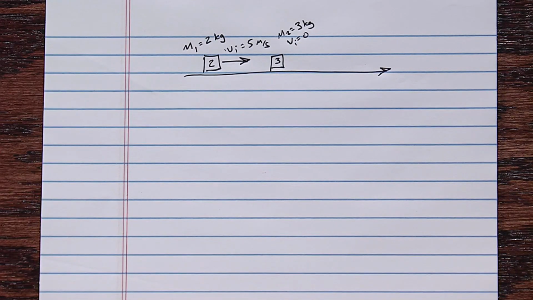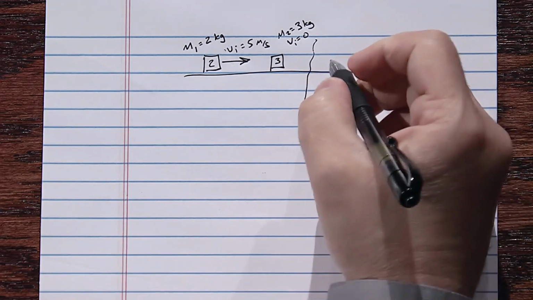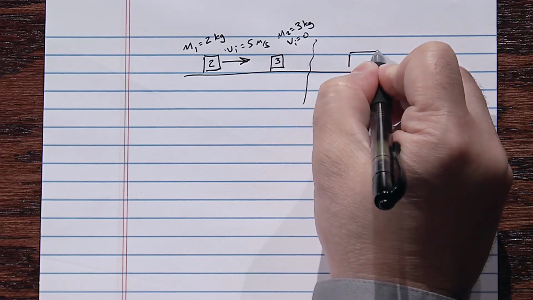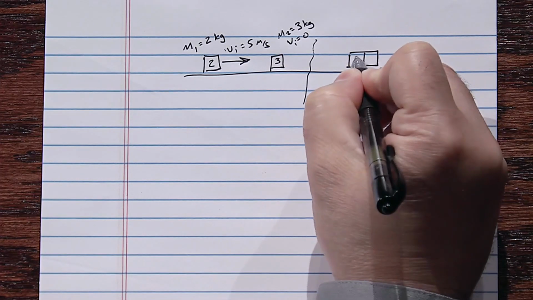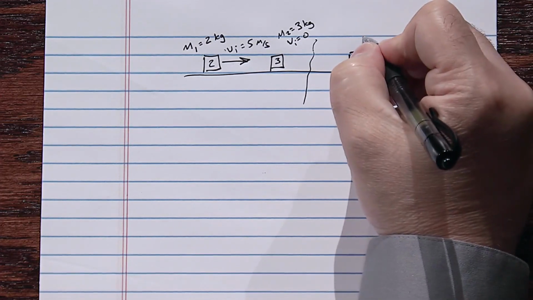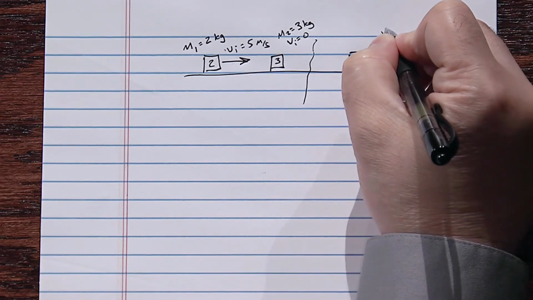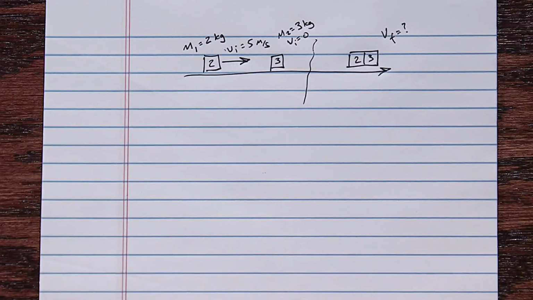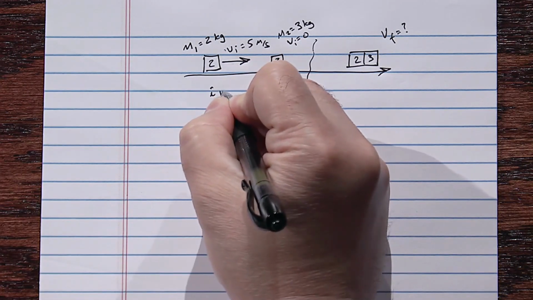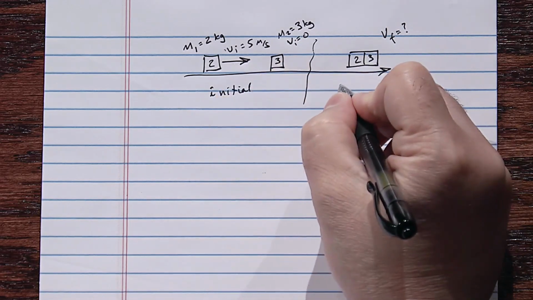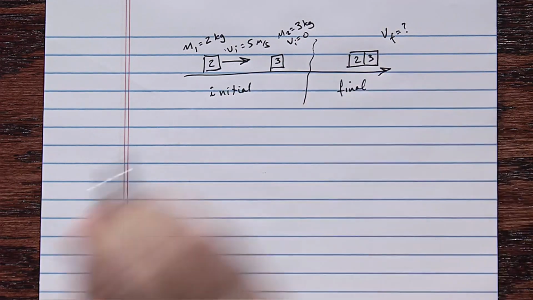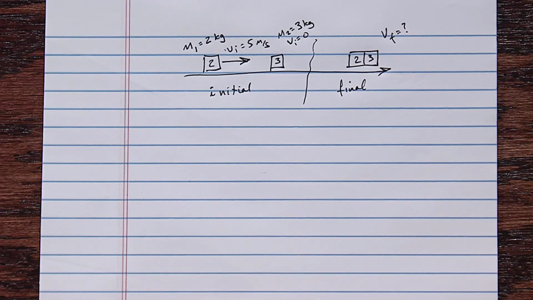So we have a 2 kilogram object sliding, and it collides with the 3 kilogram object, and let's say that they stick together first off. So they collide, bang, and then afterwards we have the 2 and the 3 stuck together, so we have a 5 kilogram object, and we would like to know how fast they're sliding afterwards. So this is our initial situation, and this is our final situation.